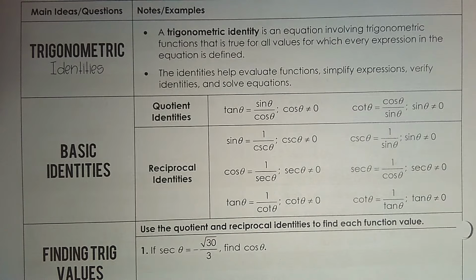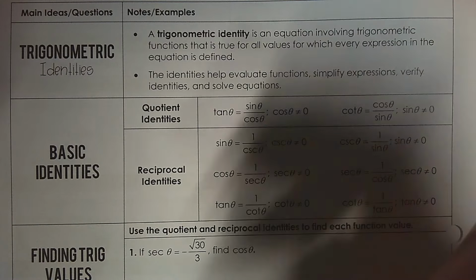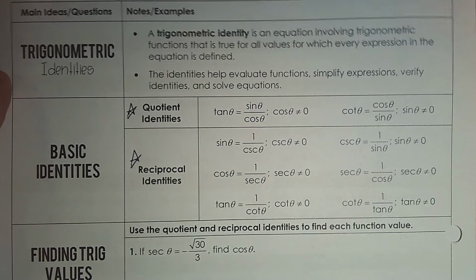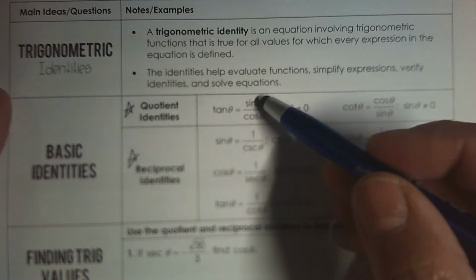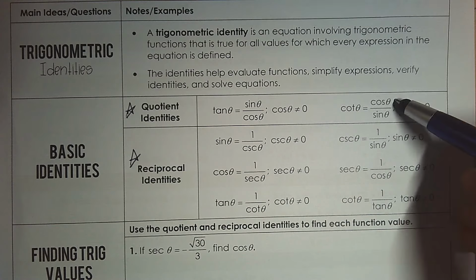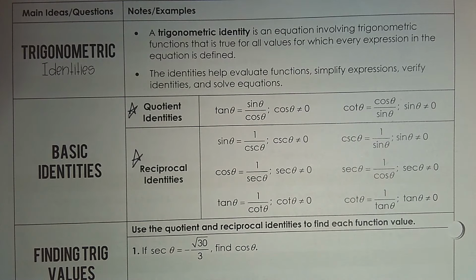So this learning packet is using trig identities to be able to find trig values. We already talked about quotient and reciprocal. Quotient means dividing, so sine divided by cosine or cosine divided by sine. That's why they're called quotient. The reciprocal ones we've known since the very beginning. And then the Pythagorean ones are on the next page.